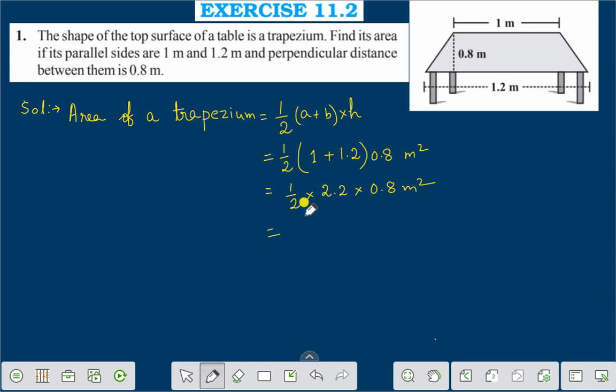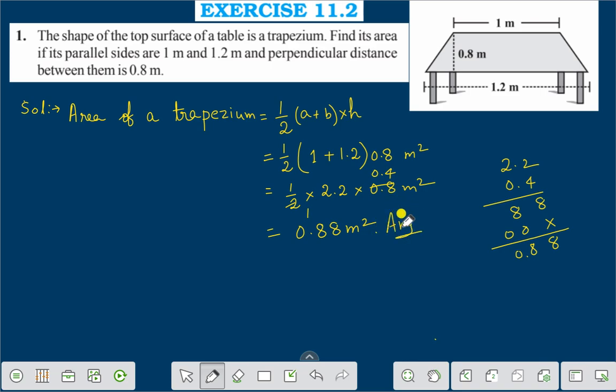Therefore, if we divide 2.2 by 2 we get 1.1, and 1.1 into 0.8 gives 0.88. Therefore, we are getting 0.88 meter square. This is the area of this trapezium.